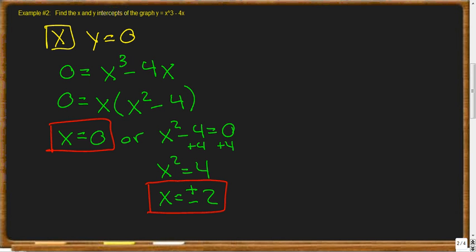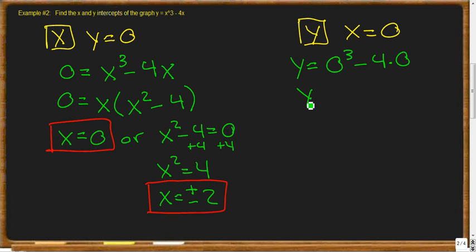Then we're going to find our y-intercepts. So for y-intercepts, we set x equal to 0. Well, this happens to be very easy for us because we're going to have y equals 0 cubed minus 4 times 0, which is just 0. So that is our y-intercept, and we are finished with this problem.